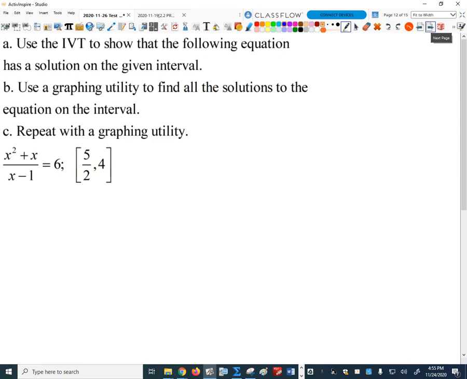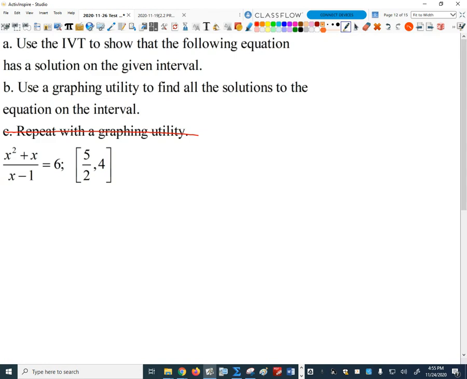Use the intermediate value theorem to show that the following equation has a solution on the given interval. Use a graphing utility to find all of the solutions to the equation on the interval, and then repeat with the graphing utility. So, I don't really need that last part, do I? That's kind of silly. The graphing utility is already included in part B. So let's show that it has a solution on the given interval.